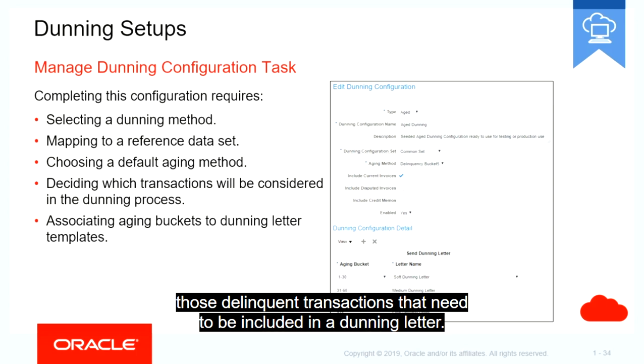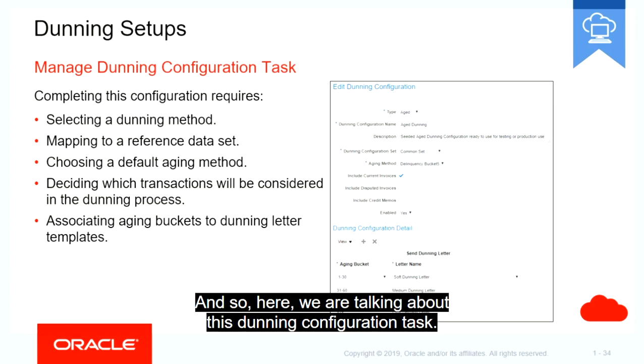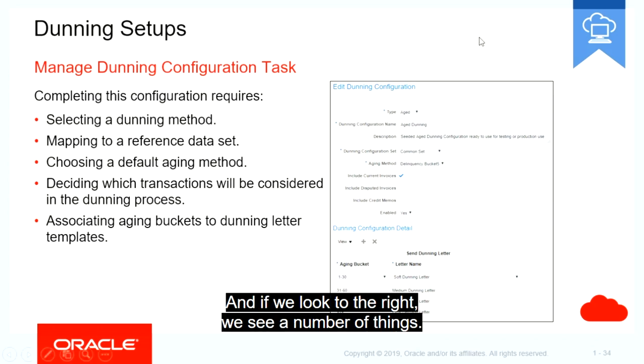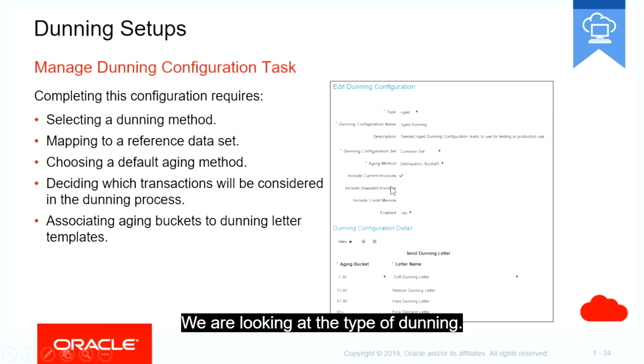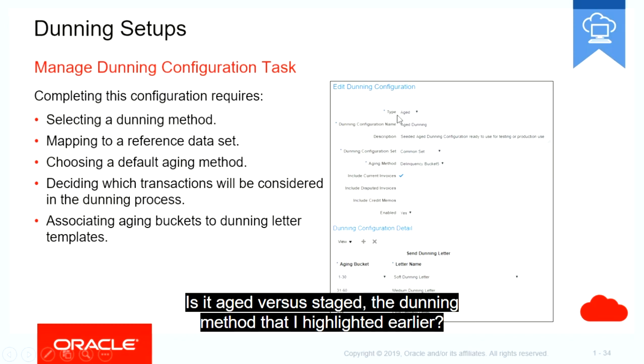And so here we are talking about this dunning configuration task. And if we look to the right, we see a number of things. We are looking at the type of dunning. Is it aged versus staged, the dunning method that I highlighted earlier.